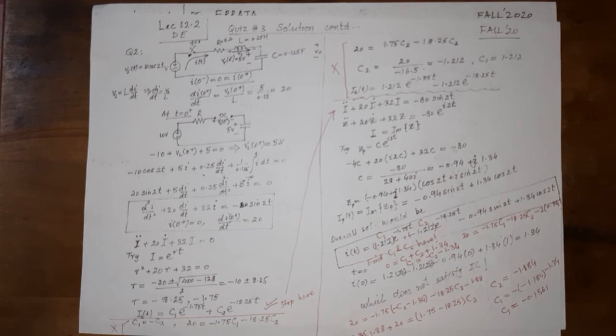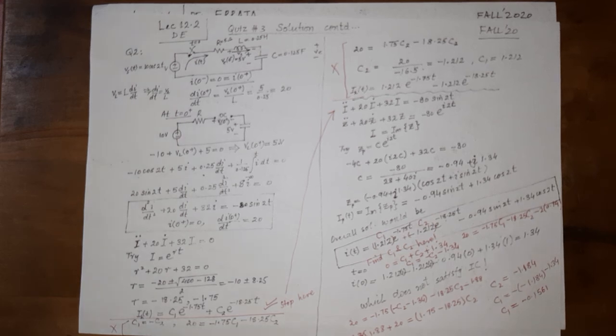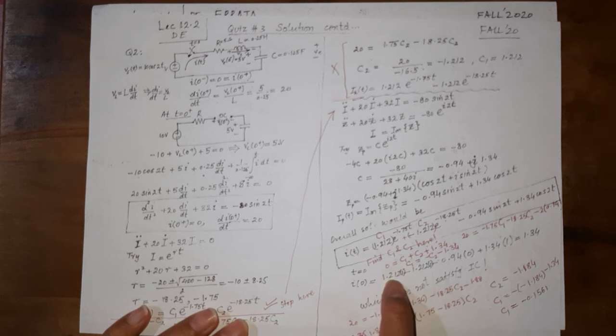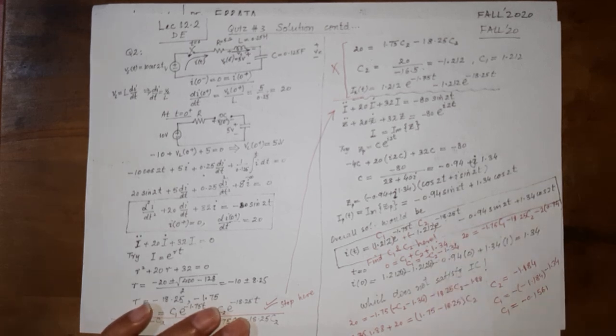So I hope these are the correct values. Let us see. So minus 0.15 C1 and minus 1.184 becomes minus 1.34 obviously, and plus 1.34 is going to give us 0.